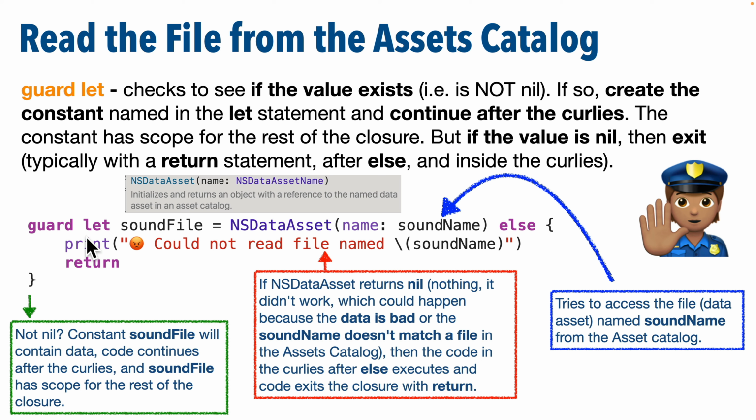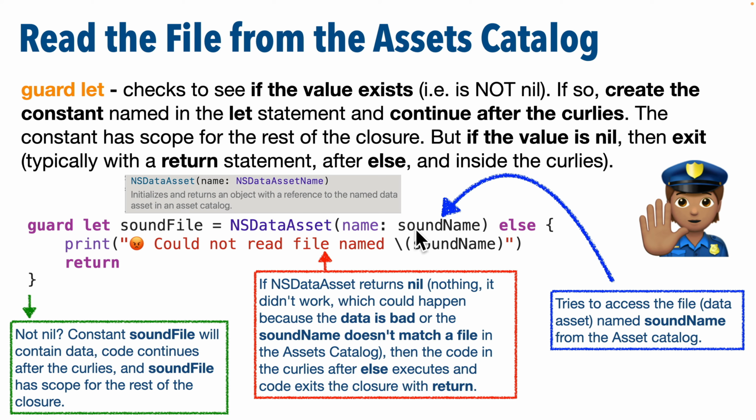So what's this let statement that we need to complete? Well, we know what let does. It creates a constant. So this will be a constant named soundFile. And to create this constant, we use the NSDataAsset command. Now, code completion for NSDataAsset will say it initializes and returns an object with a reference to the named data asset in the asset catalog. Now, what that means is it'll take the data from the file with the name that we pass into NSDataAsset. So this is going to be a string with the file name. We're going to pass that in using this variable soundName. If it can get that data, cool, it's going to create the constant. Now, why do we need the guard?